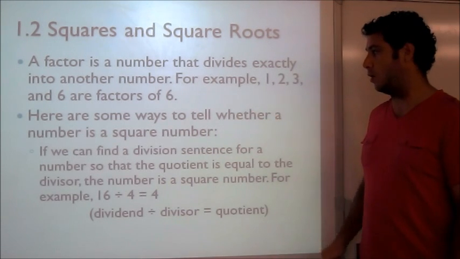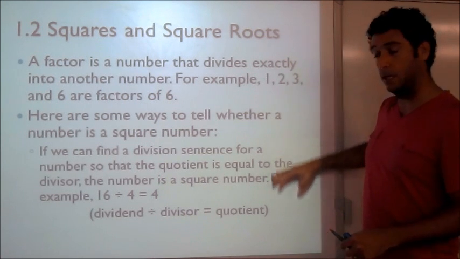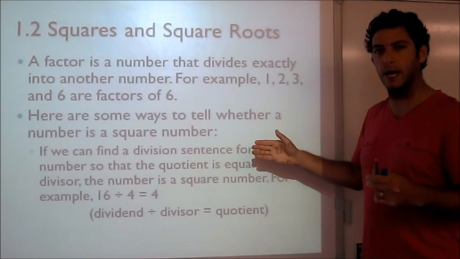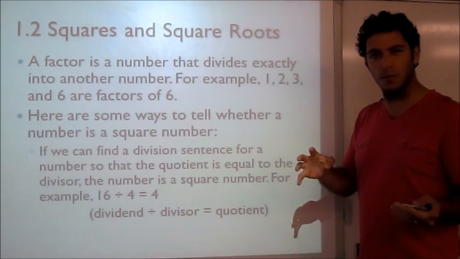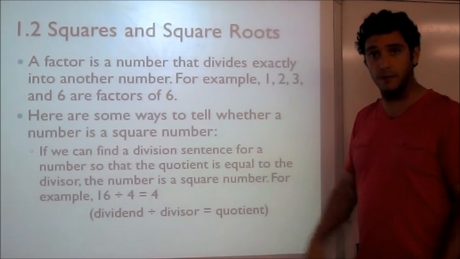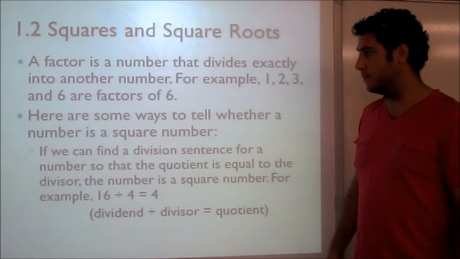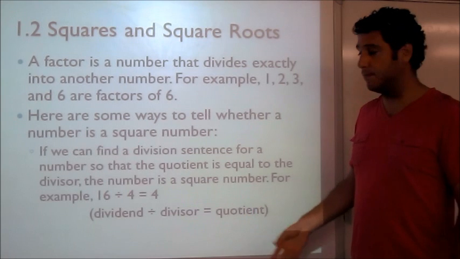Here are some ways to tell whether a number is a square number, other than just listing the first several square numbers and then trying to figure it out. That can help you with a lot of small numbers, but once the numbers get larger, it's more difficult to memorize all of those square numbers to figure out whether or not they are perfect squares. So there are some different ways you can use. Here's one of them.